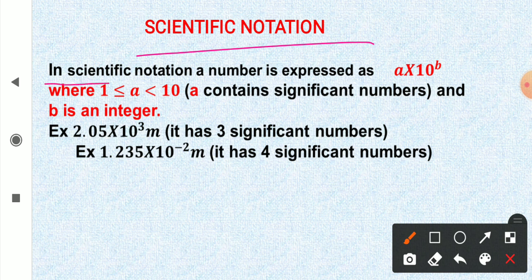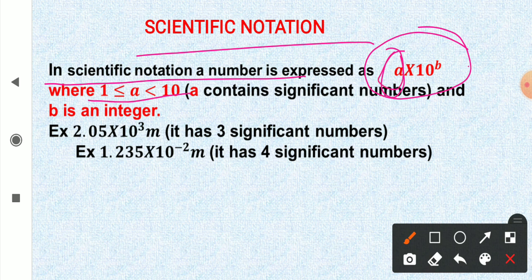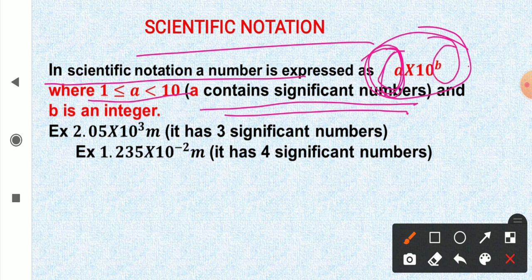So, in scientific notation, a number is expressed as a into 10 raised to the power b, where this a lies between 1 and 10. Look at it. 1 is less than or equal to a, which is less than 10. And this a contains all the significant figures, and b is an integer. It can be positive, it can be negative.